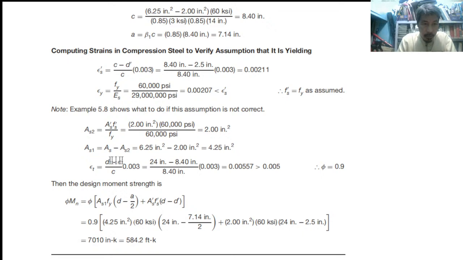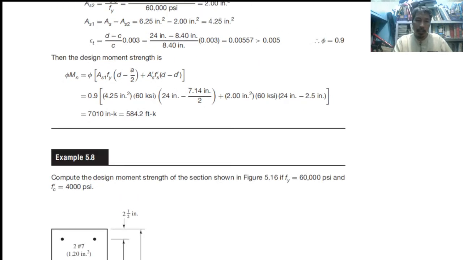The tension strain is how much? 0.00557, and it is greater than 0.005. So for the tension side, that is still okay. Therefore, we can use 0.9 as our phi value. Then the design moment strength is just multiplied by 0.9, so we have the following value. It's very short because we found this condition as correct. Now let us go to the next example.